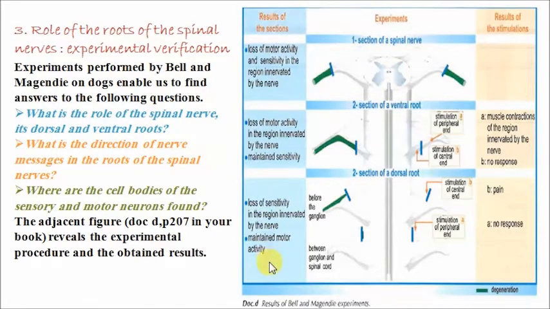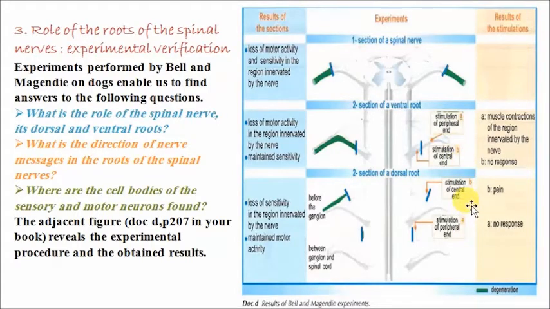The next question is, what is the direction of the nerve message in the roots of the spinal nerve? Here I colored it in orange since I'm going to be using the result of the stimulation after the section, in addition to the following experimental procedure, which you're going to observe here, A, B, and A, B.